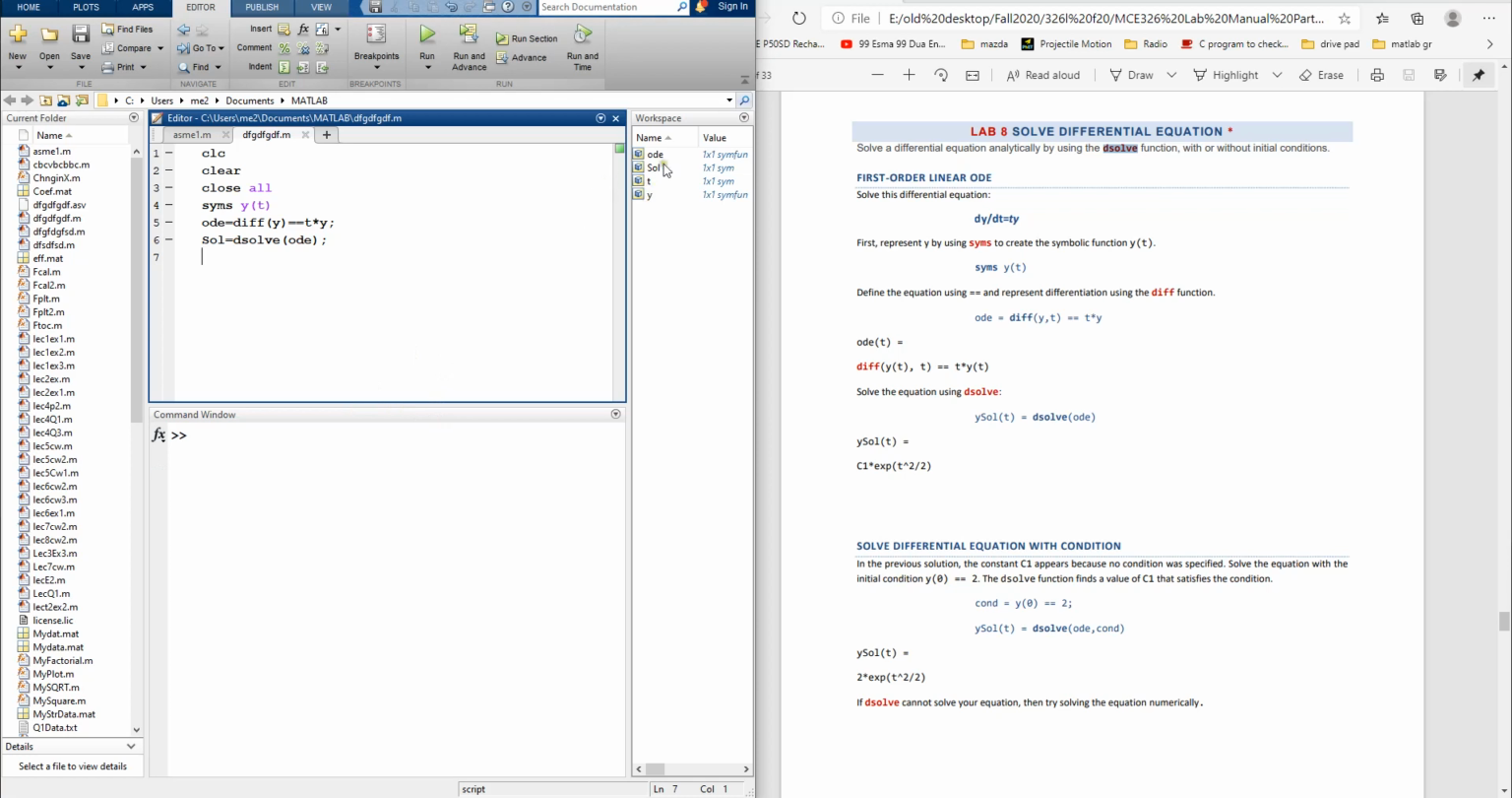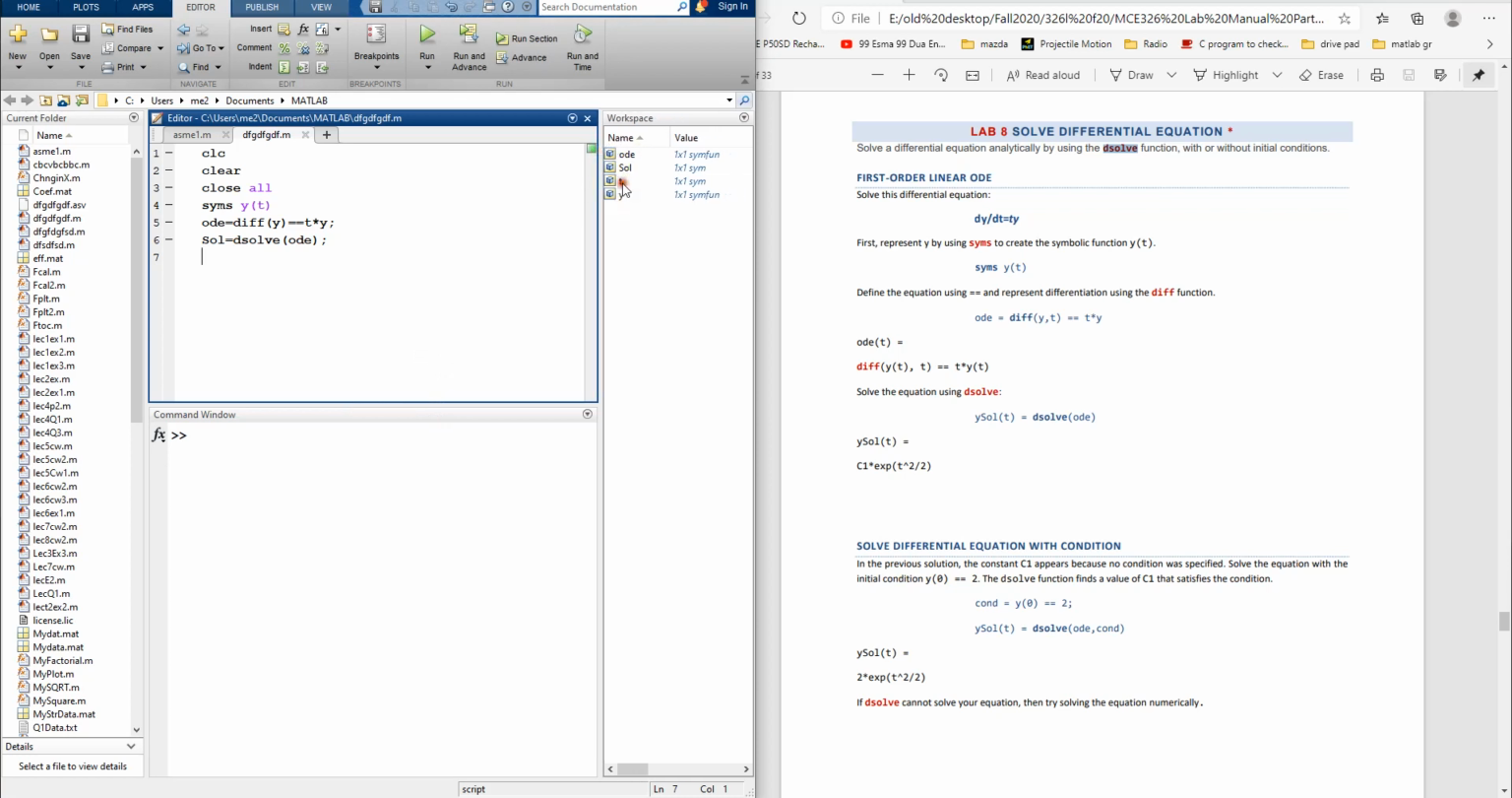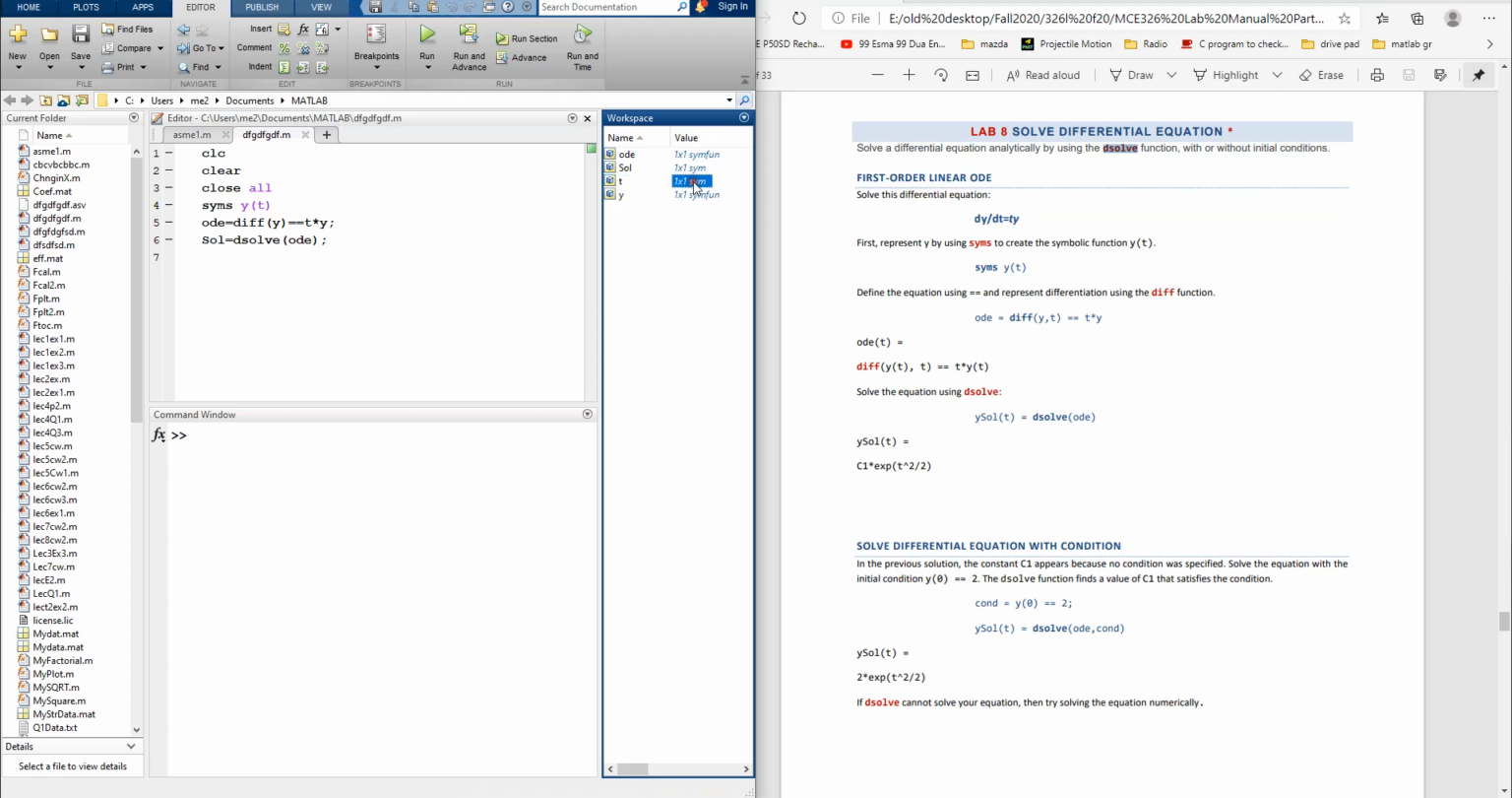Now as you see, look at the workspace here. We have the t, as you see, it is 1 by 1 sym. Y is a symbolic function. ODE is a 1 by 1 symbolic function also, because the result will be a symbolic function. And finally, the solution, it's 1 by 1 sym.